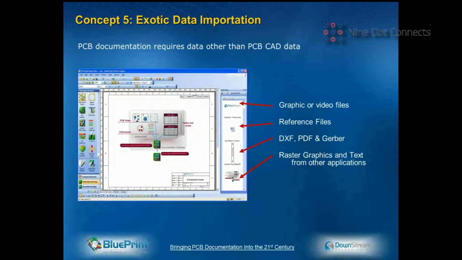We wanted to give the users the ability to import data other than the PCB design. We understand that sometimes there's additional things you want to show on your drawings. Maybe a DXF of a faceplate or something like that that you want to drop down onto a drawing. So being able to bring in PDF, DXF, Gerbers, any kind of reference files, a specification, an IPC spec, being able to bring in graphics or even video files and embed them in their native format in our database. And then any kind of graphics or text from other applications.